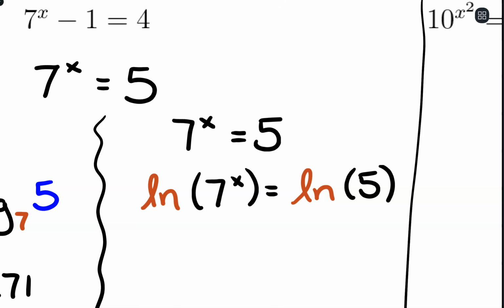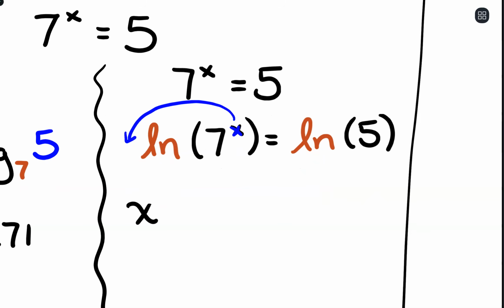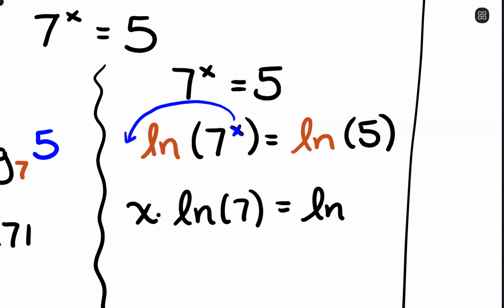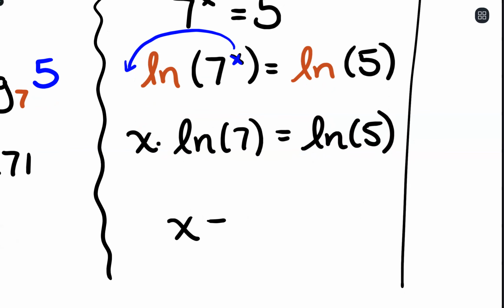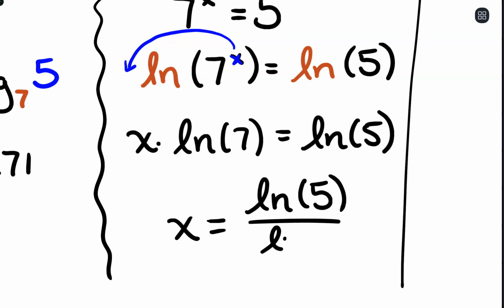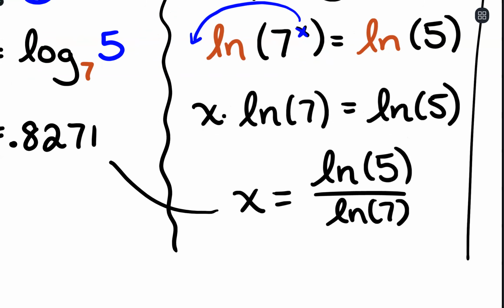Then what I would do is use that exponent property. So I have this natural log of 7 raised to the power of x, and what I can do is bring that x out front. So that's the same as x times natural log of 7 equals natural log of 5. And now I can solve for x by dividing both sides by natural log of 7. So we end up with natural log of 5 over natural log of 7, which is exactly what I plugged into the calculator for the change of base formula.